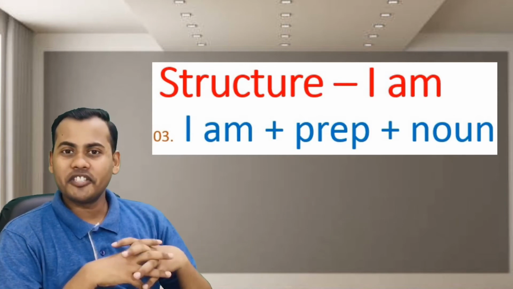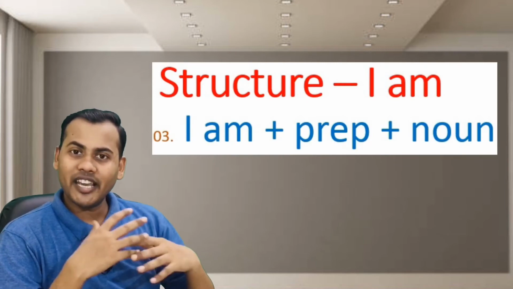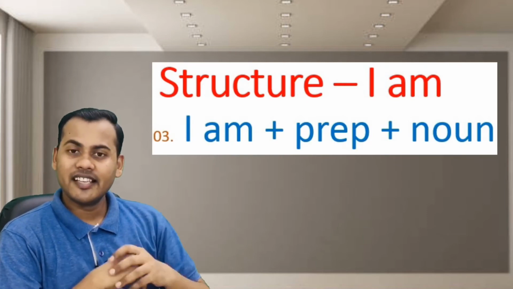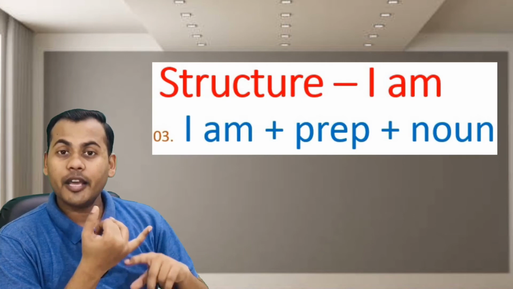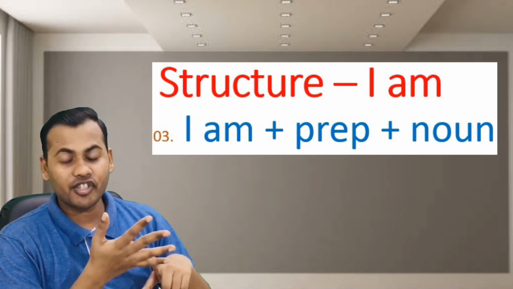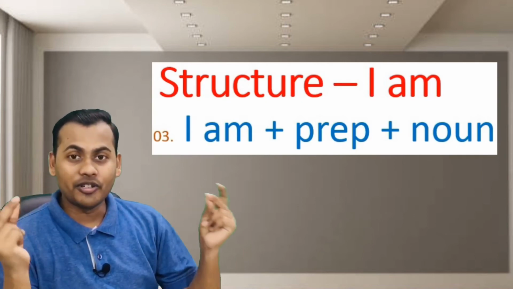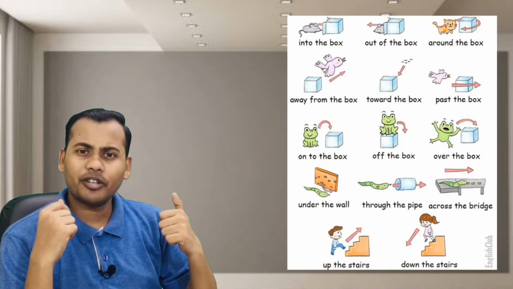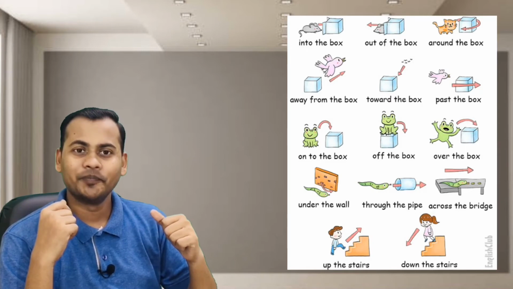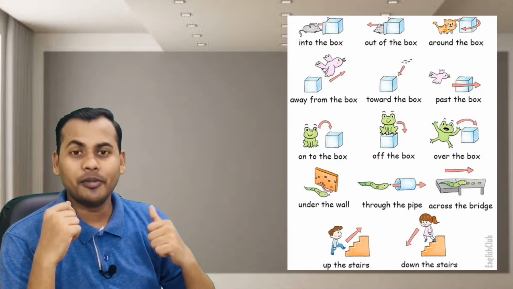So that is very simple, isn't it? So you can create new sentences using this sentence structure. Simple as I plus am plus a preposition and then a noun, and you're done with your sentence. So I've got you some prepositions on the screen. Try to create new sentences using this sentence structure and let me know in the comment section.